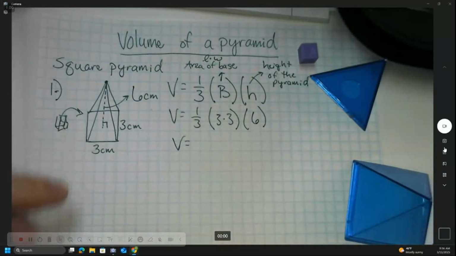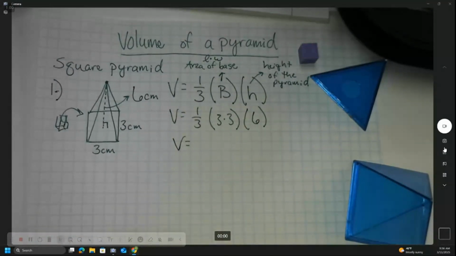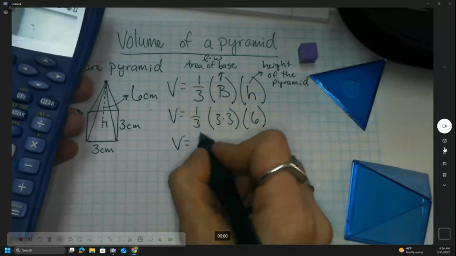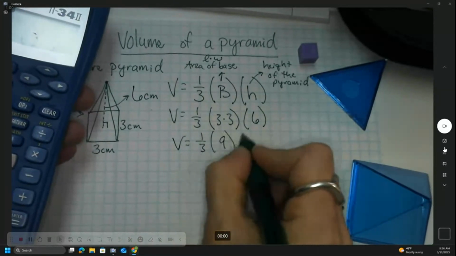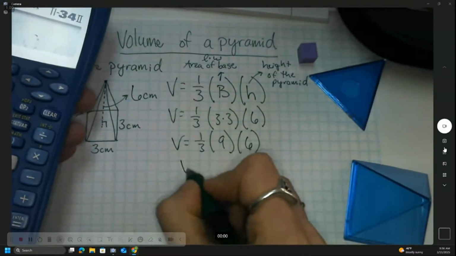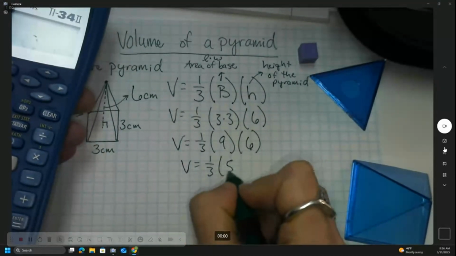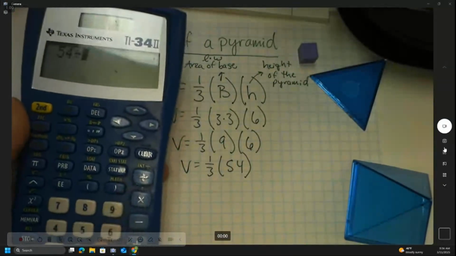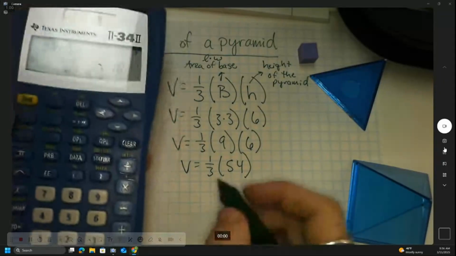Now, remember multiplying by 1/3 is the same as dividing by 3. So if you wanted to, you can do 3 times 3 first, which is 9. 9 times 6 is 54. Now you can either multiply 1/3 by 54, or you can do 54 divided by 3. You'll get the same answer.